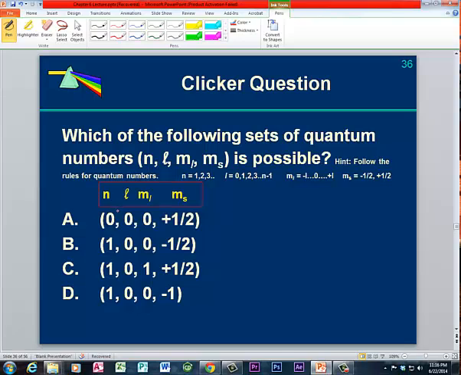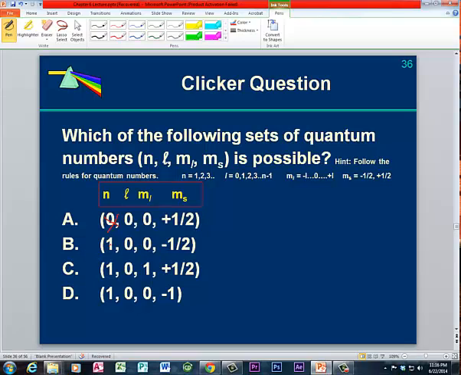Let's take a look. First of all, let's look at the value for n in answer A. Now, what do the rules say about n values? Well, the rules say that n can only be positive integers. And so n can't be 0, so we know that this breaks a rule of the n quantum numbers. It can't be 0, so this is not the answer. Let's take a look at B.